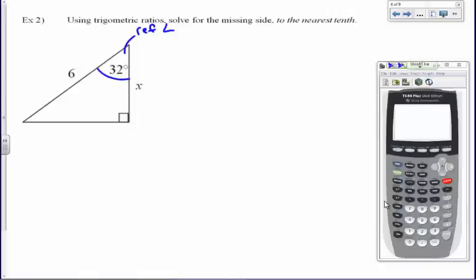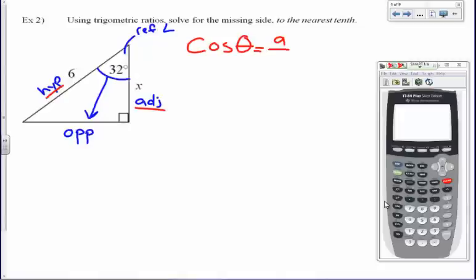So, first step, label your sides: hypotenuse, opposite, and adjacent. We know that we have the hypotenuse and we want to find the adjacent. So the trig ratio we want to use is going to have both of those sides utilized. This ratio is obviously the cosine, or cosine of theta, equal to adjacent over hypotenuse.